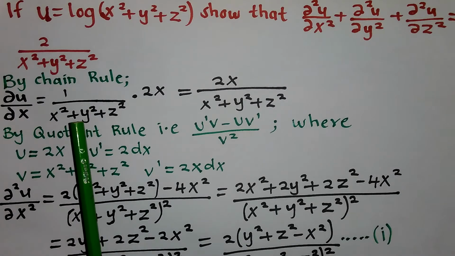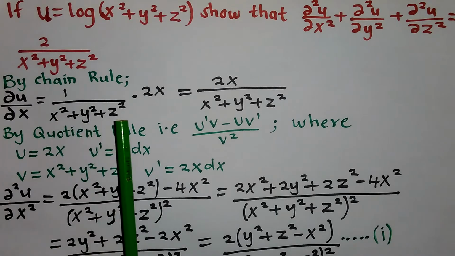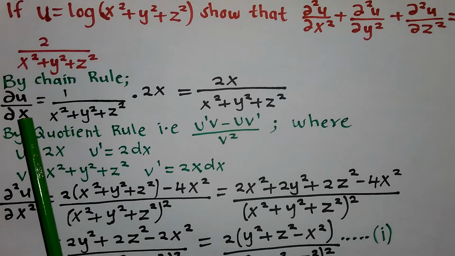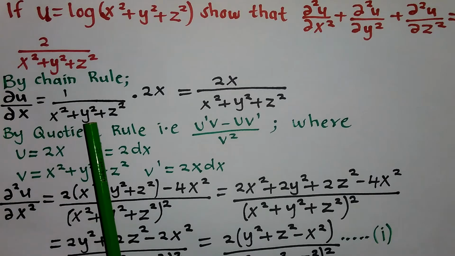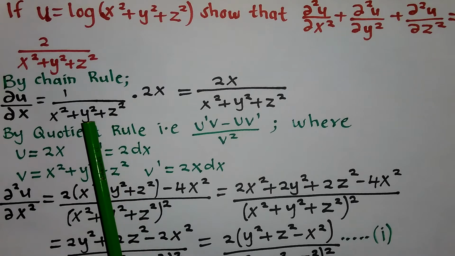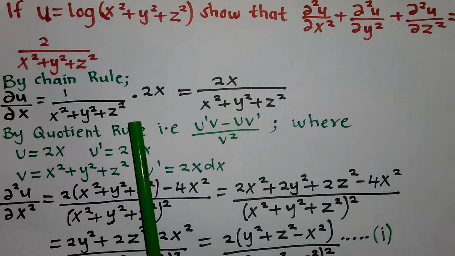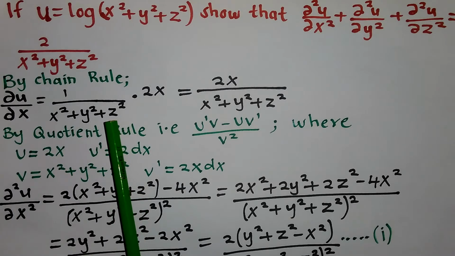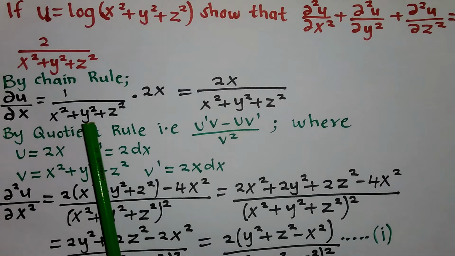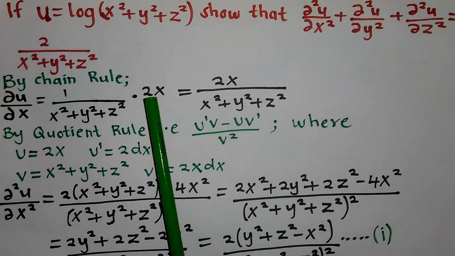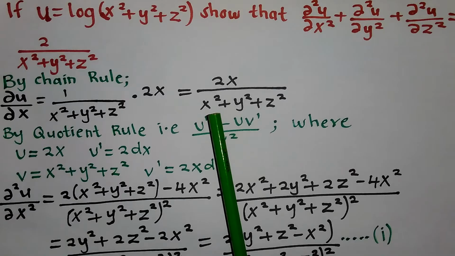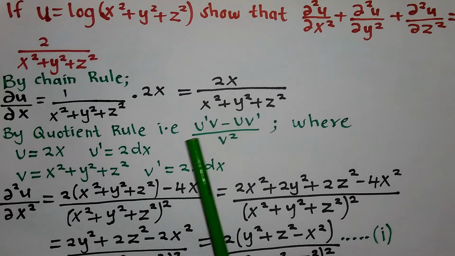So in this case, we are finding the derivative with respect to x. Let's first write 1 over the inside, which is x squared plus y squared plus z squared, multiplied by the derivative of the inside with respect to x, which means I'm treating y squared and z squared as constants. The derivative of constants is 0, so the derivative of x squared is 2x plus 0 plus 0. I can then rewrite it so that 2x becomes the numerator and this one becomes the denominator.